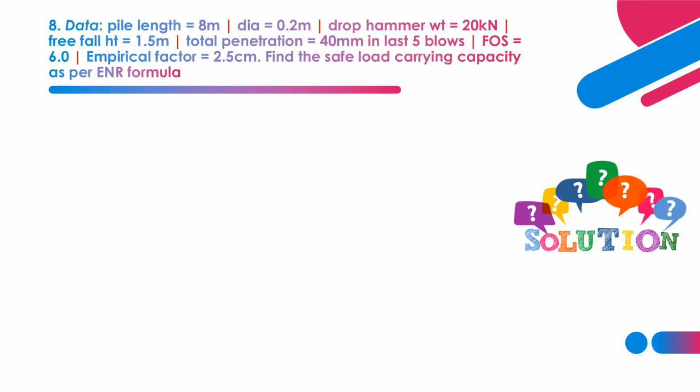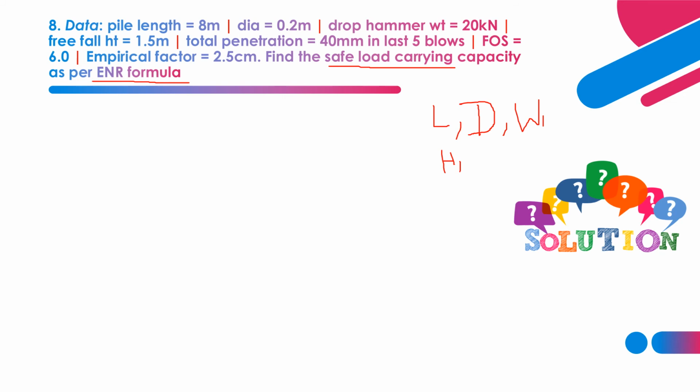Eighth question is a numerical type. They have given some data regarding a pile, and we have to calculate the safe load bearing capacity as per the Engineering News Record formula. What they have given: pile length, pile diameter, and what else? Drop hammer weight W, free fall height H. Total penetration is 40 mm in last 5 blows. You have to read this in a very careful manner. Total penetration is 40 mm in last 5 blows, and factor of safety is given as 6.